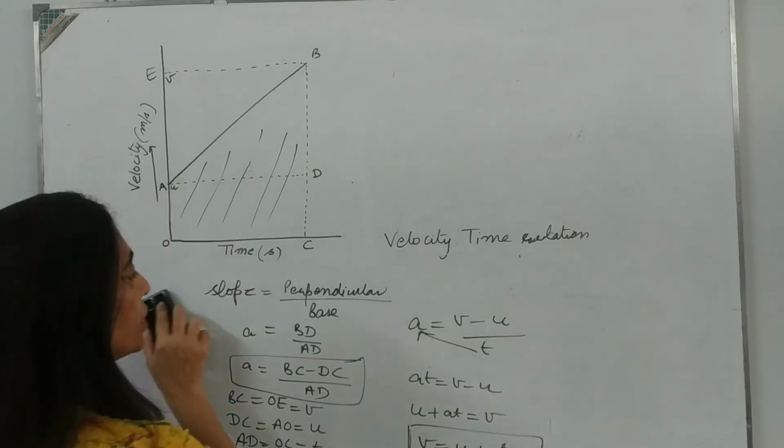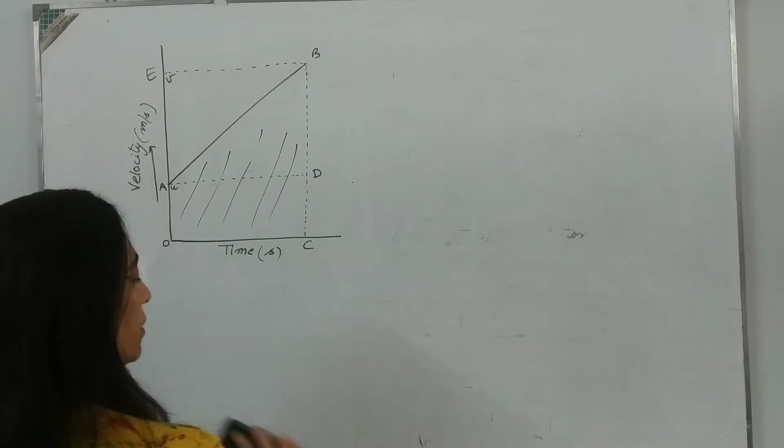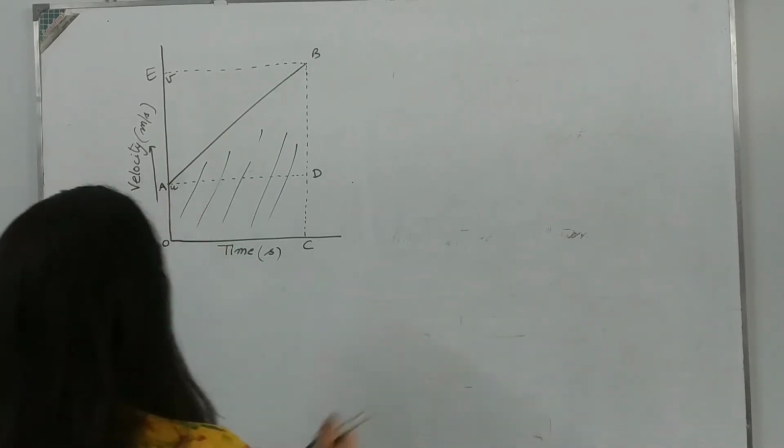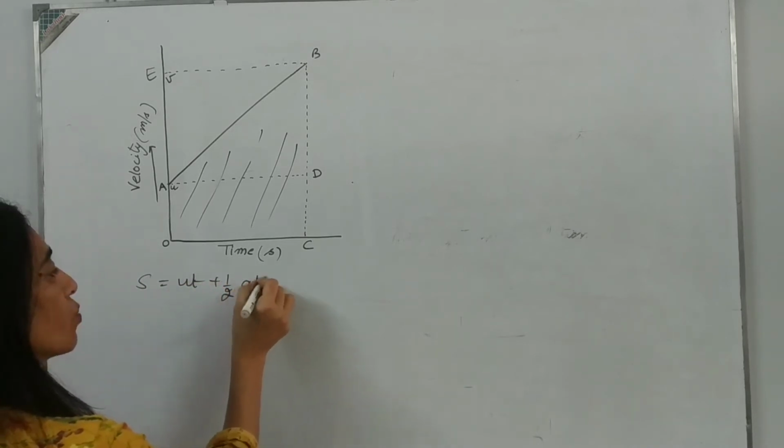Now we switch to the next one, that is the second equation of motion: s is equal to ut plus half at square.